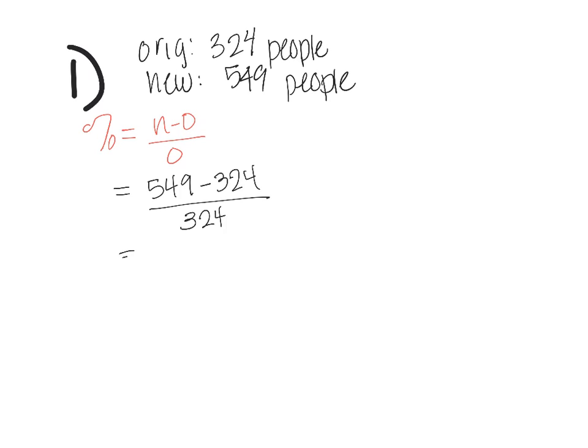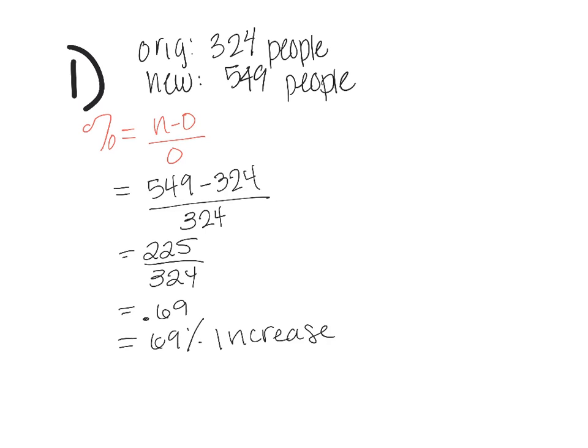And so remember, you get to use a calculator. So when you take 549 minus 324, you end up with 225 divided by 324. And when you take that and put it into a calculator, you end up with the decimal of 0.69, which you must show or you lose points. And now you're taking that decimal and you're saying, okay, well, that really means it's a 69% increase. And so if you remember, when you have a decimal, to get a percent, you're multiplying by 100.